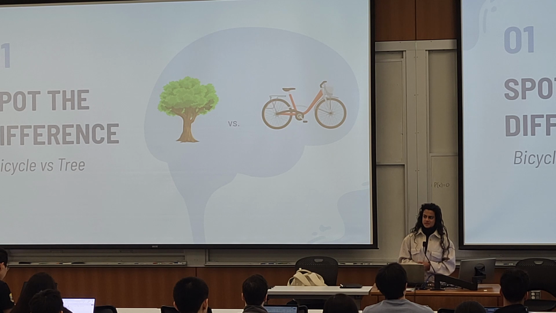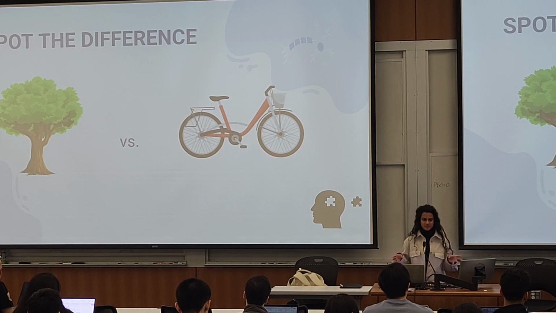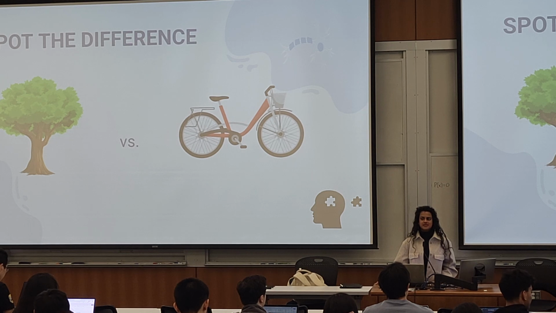So we're going to do a quick little exercise. We're going to have you guys spot the difference between these two very, very similar things, a bike and a tree. So do you guys have any ideas, as humans, how do you typically classify the difference between a bike and a tree? Raise your hands. What differences do you see between a bike and a tree? And by the way, this is very simple stuff.